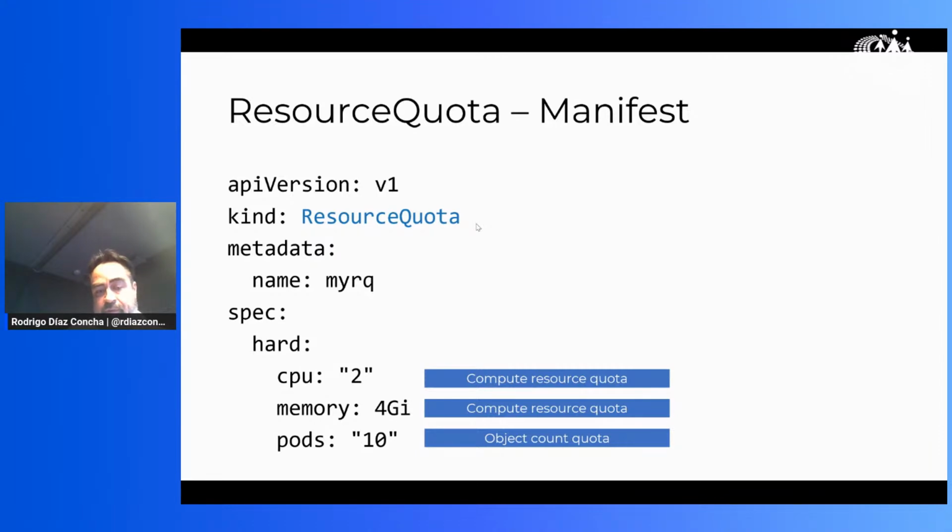So for instance, CPU and memory, those two are for computing resources, right? 2 CPU cores and maybe, I don't know, 4 gigabytes of RAM. That's the quota for this particular namespace. Of course, you're not specifying the namespace here. However, when you apply the resource quota object, you have to specify the namespace. I'm going to show you that. Okay. And pods 10. This is an object count quota, which, again, is awesome. We have a lot of flexibility in terms of this quota specification.